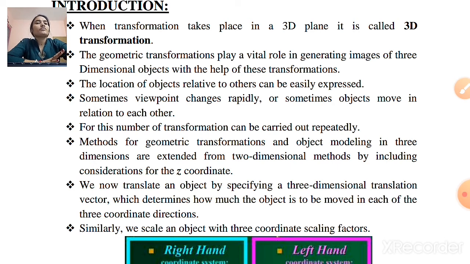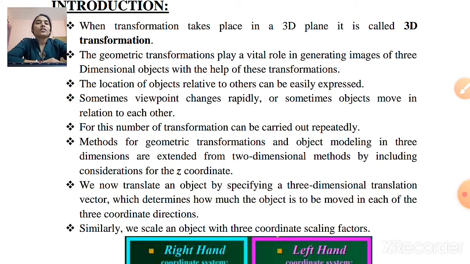The methods for geometric transformation and object modeling in 3 dimensions are extended from 2-dimensional methods by including consideration for the Z coordinate. In simple words, the different methods of geometric transformation can be extended from 2-dimensional to 3-dimensional, or 2D objects to 3D objects, and in the 3D methods we include the Z coordinate.